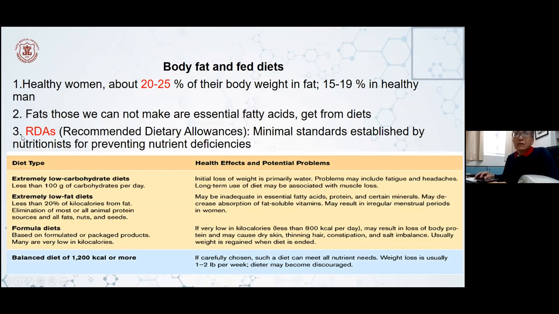So there is a term called the RDA. RDA is the recommended dietary allowance. It's a standard established by nutritionists for preventing nutrient deficiency. So there is a table here that you can look at.